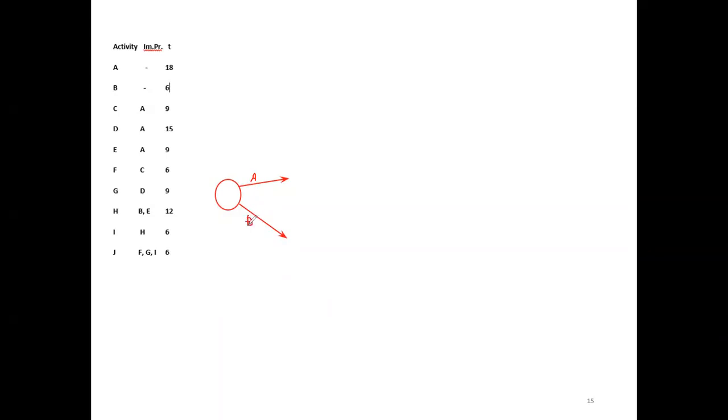Are you clear? Right. Also, you can put the event number here. So number 1. Now the first step you have done. Here you have done this A activity and this B activity. Are you clear?